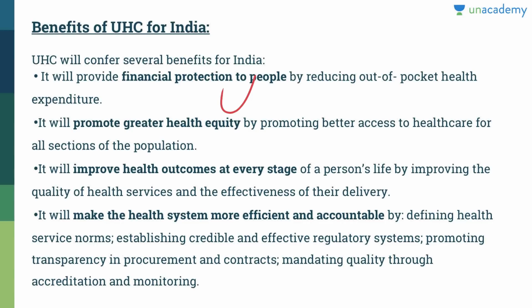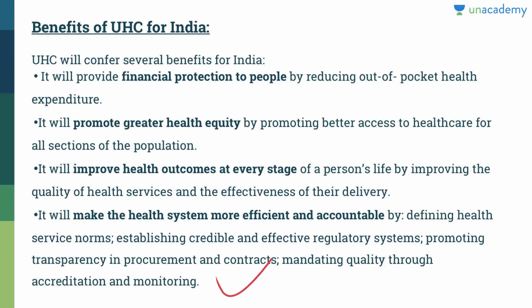Everybody can access healthcare. It will improve health outcomes at each and every stage of a person's life by improving the quality of health services and the effectiveness of their delivery. Fourth point is it will make the health system more efficient and accountable by defining health service norms, establishing credible and effective regulatory systems, promoting transparency in procurement contracts, mandating quality through accreditation, monitoring, etc.